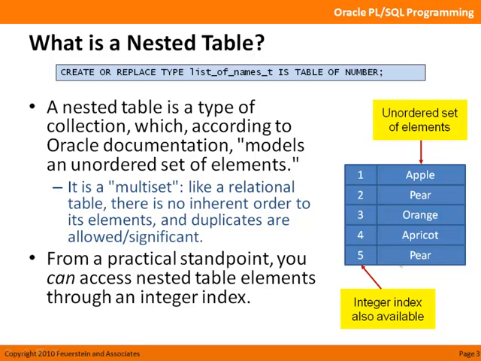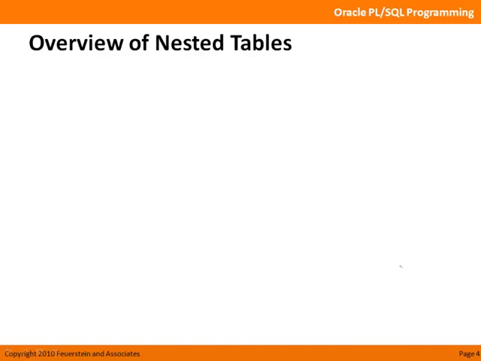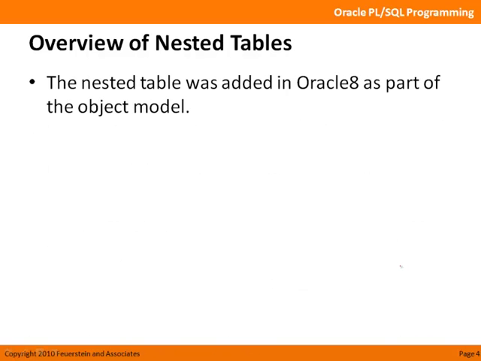So a nested table is a sort of hybrid, in-between kind of data structure. Theoretically, it kind of looks like a relational table. It's just a set of data. Practically speaking, you have the option when you're working with a nested table to work with it as a set or work with it as an ordered list of elements, which I guess is good. So, overview of nested tables.